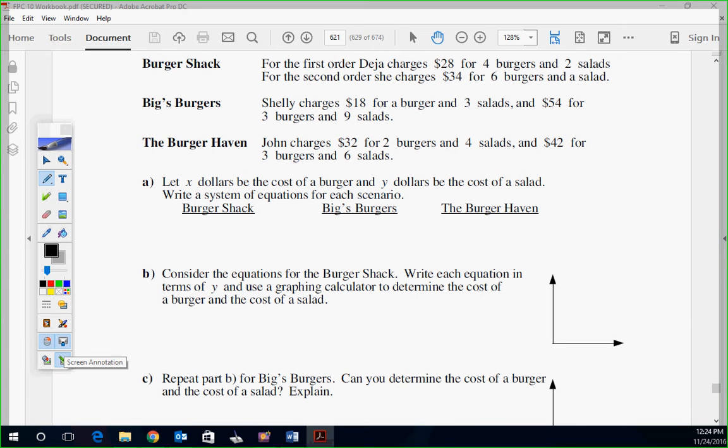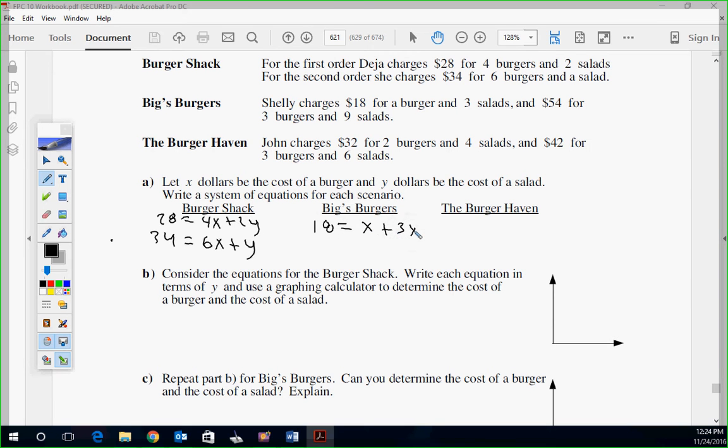Okay, so its cost is 28 equals 4x plus 2y. Next one for Burger Shack would be 34. 34 equals 6x plus y. Just one y, right? A salad. Burger Shack, yeah. Big Burgers next. $18 for Big Burgers. For 1 burger, which is x, 1x, and 3 salads. 3y.